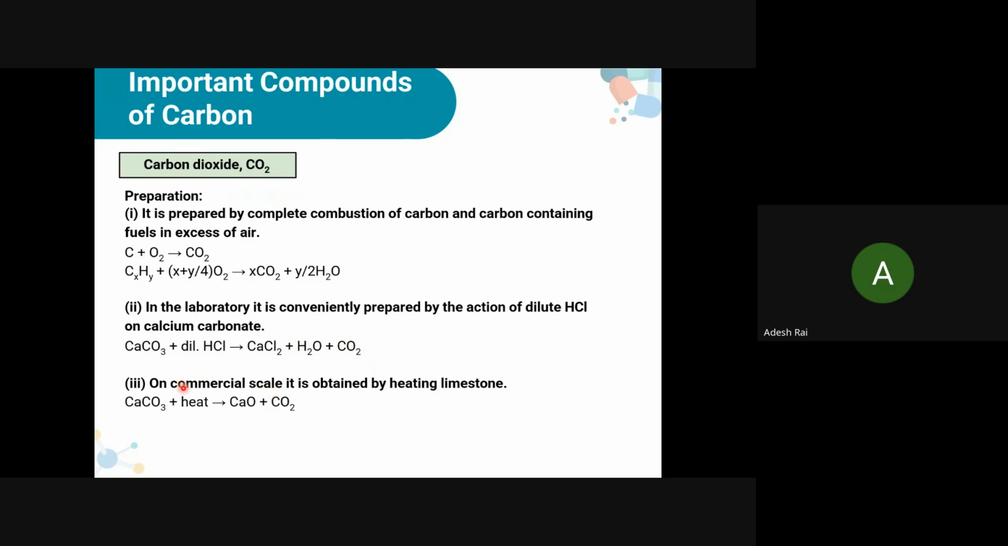Is that clear? Now in commercial scale means what? Industrial purpose. How do we prepare it? We just heat the limestone. Calcium carbonate is nothing but limestone. On heating the limestone, it undergoes thermal decomposition and it results in formation of calcium oxide and carbon dioxide. Is that clear? So these three methods of preparation are there for carbon dioxide. First one is complete combustion. The other two methods involve calcium carbonate. One is thermal decomposition of calcium carbonate, and the other one is treating calcium carbonate with dilute HCl. What do we end up with? Calcium chloride, water, and CO2.